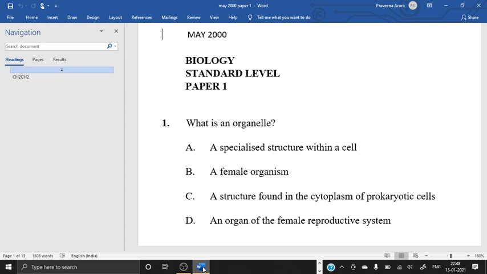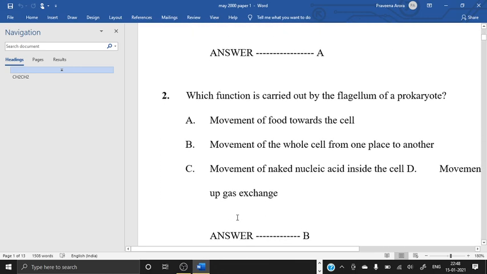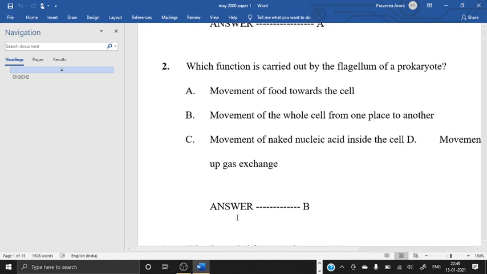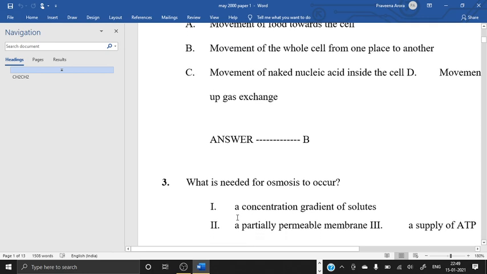First is a specialized structure within a cell, then a female organism, a structure found in the cytoplasm of prokaryotic cells, and the fourth option is an organ of the female reproductive system. For this, the answer is A. Now we are on the second question. Which function is carried out by the flagellum of a prokaryote? Answer is B, that is the movement of the whole cell from one place to another.